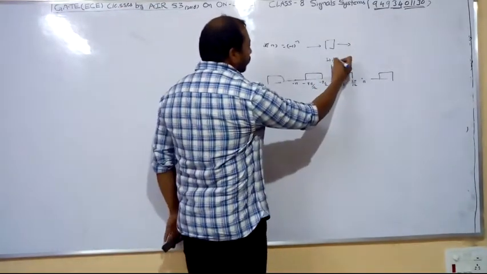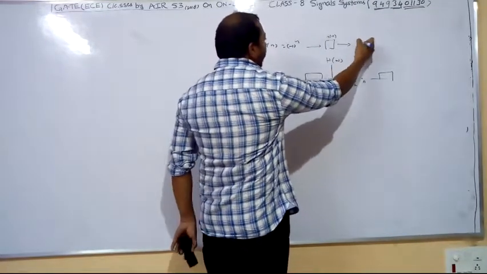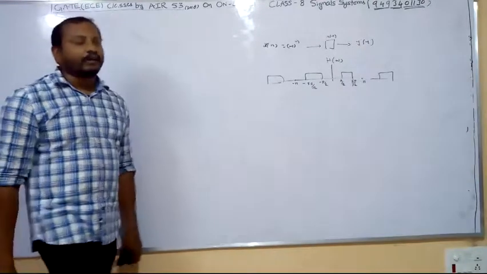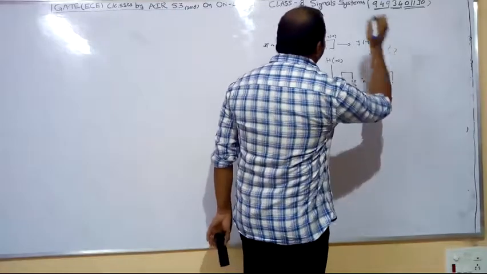This is your H of omega. You can call this filter h of n, and the corresponding output of this filter is y of n. Then what is the value of y of 0?